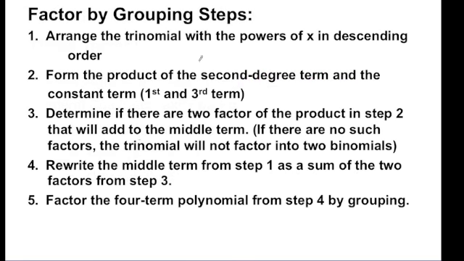Factoring by grouping. You arrange the trinomial with the powers of x in descending order. You form the product of the second degree term and the constant term, the first and third terms. You determine if there are two factors of that product that will add to the middle term with the correct sign. If there are no such factors, the trinomial cannot be factored into two binomials. You rewrite the middle term as a sum of the two factors from step 3 and factor the four-term polynomial from step 4 by grouping.